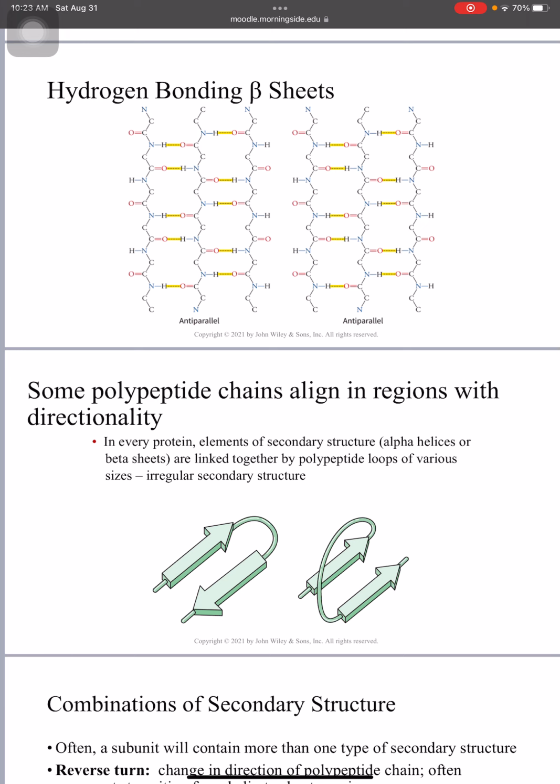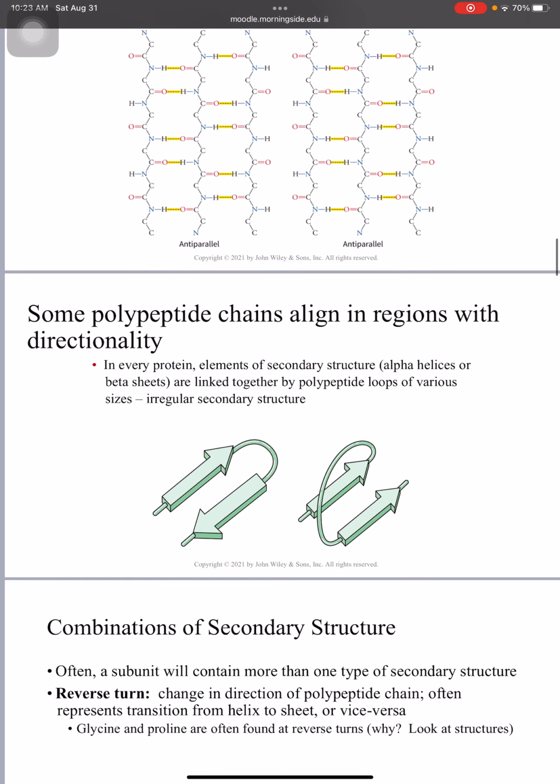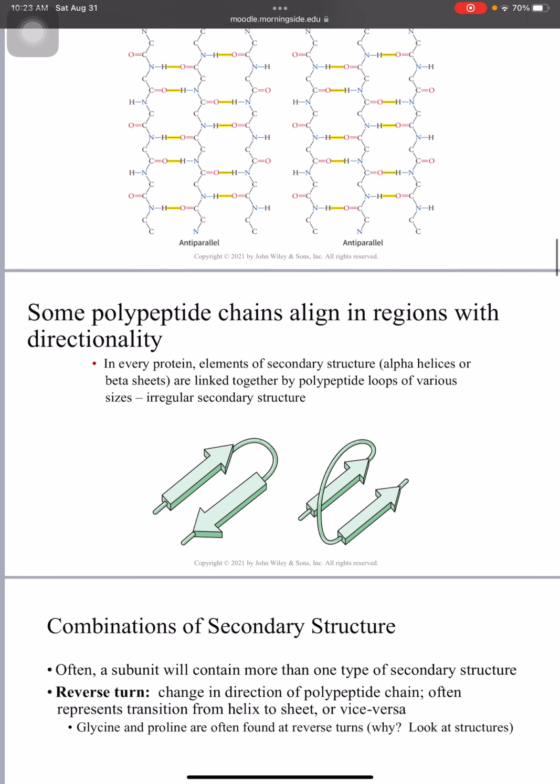Anytime there's a loop, right? And you can see here, in each of these cases, in the first case, you have an anti-parallel beta sheet arrangement, and in the second one, you have a parallel arrangement. But in either case, you have these little connectors that connect the two different areas together, right? These are going to be less regular structures.